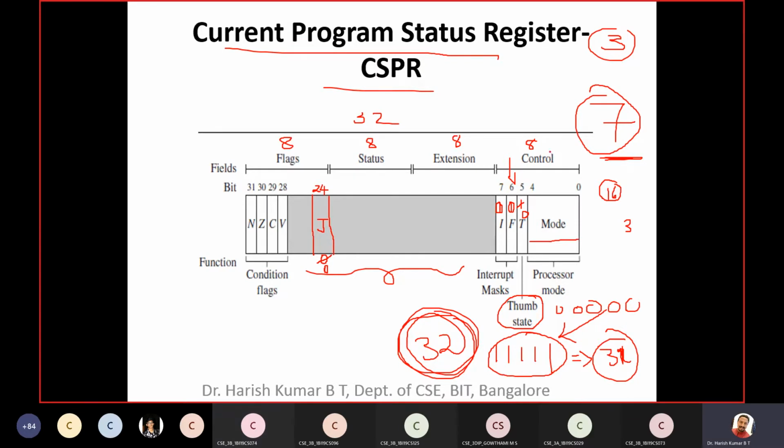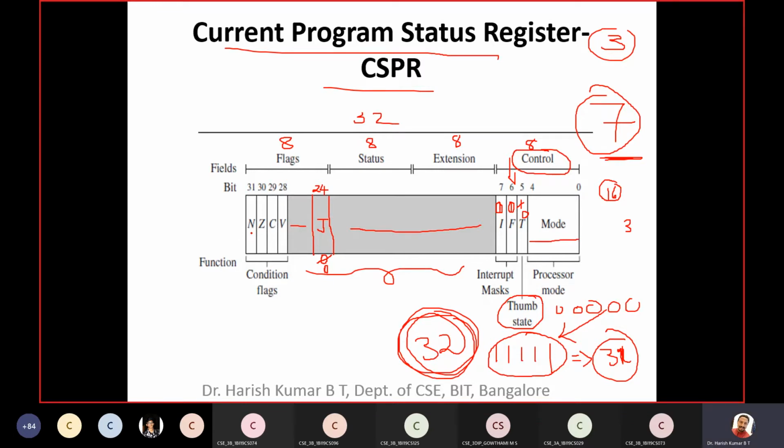Yes, sir. So these are called control bits. This is 8 bits: mode, then the Thumb state, fast interrupt, slow interrupt. And these are all reserved for future extension. But in that we have already explored the 24th bit, the J bit, the Jazelle bit. Next, coming to the flags. These are called flags.